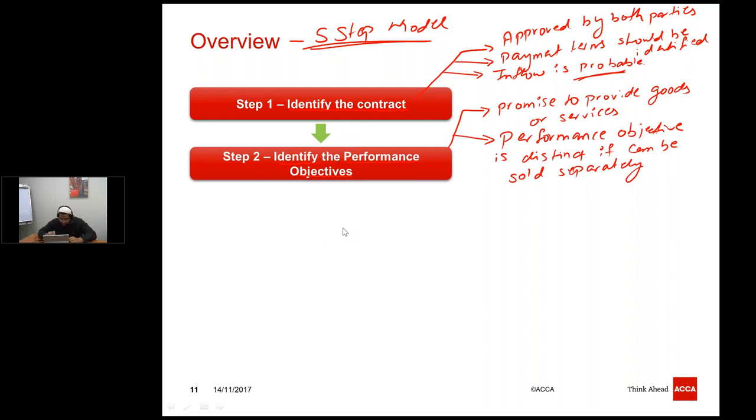Yes, Cooley. Thank you, Dalal. So in step 2, we are actually identifying the performance objectives. Shiza, for which exactly do you want an example? Because I have already just discussed this in too much detail.